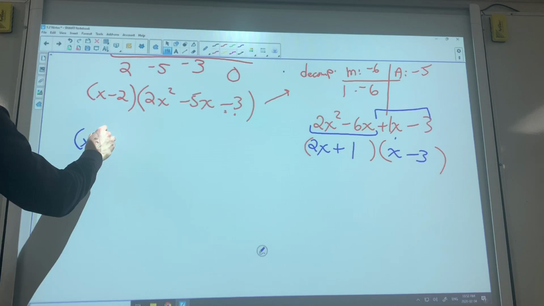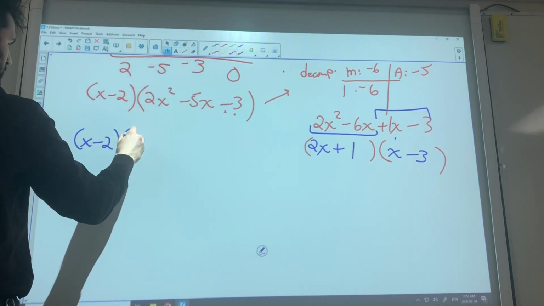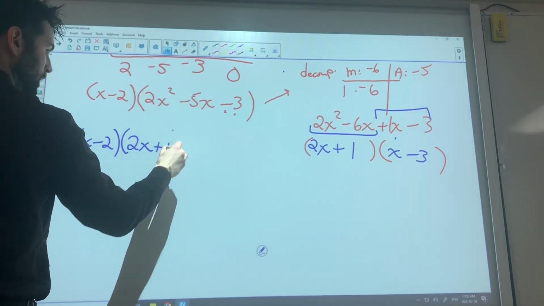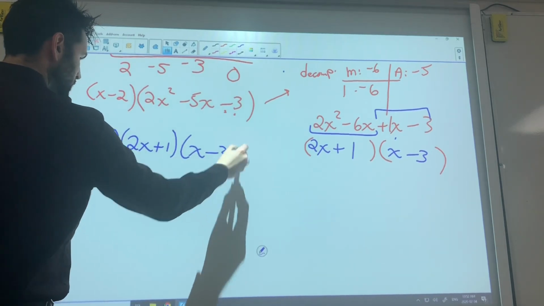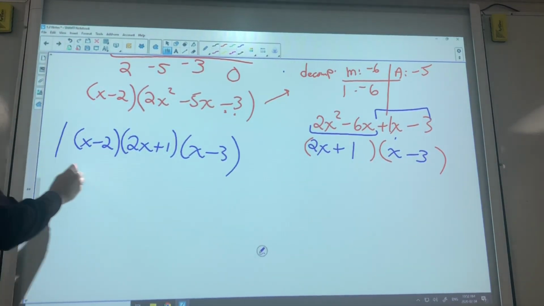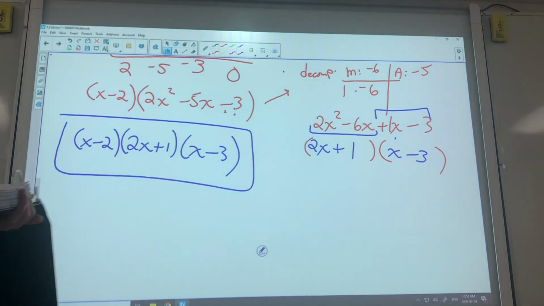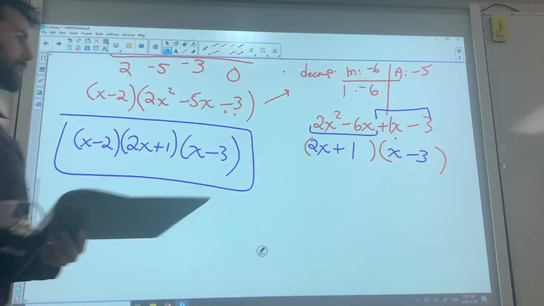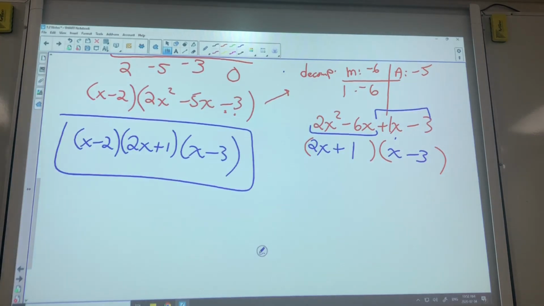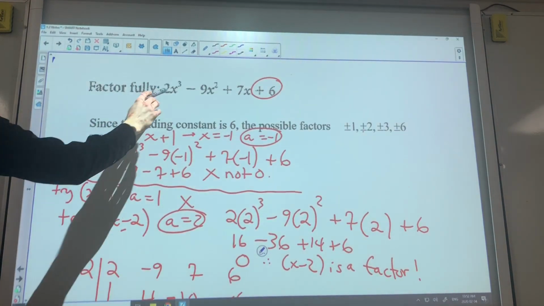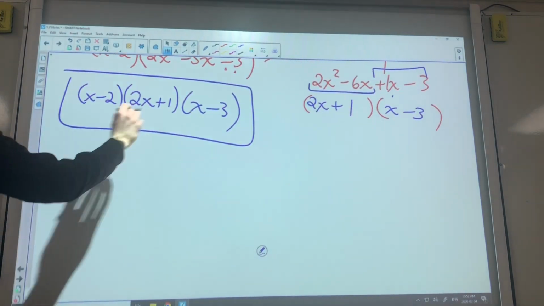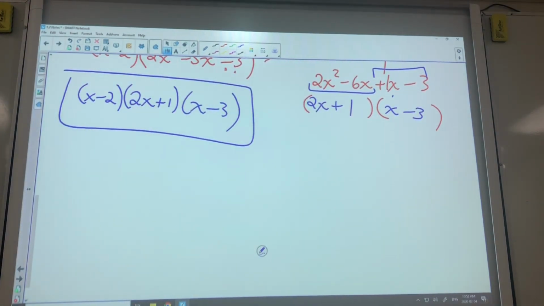This thing is x minus 2. This thing factored to 2x plus 1, x minus 3. And you successfully factored a polynomial that had a degree higher than 2. So generally the degree, so this is what I was talking about before. If the degree is 3, you will have 3 binomials, maximum. Sometimes you get binomials that are the same.